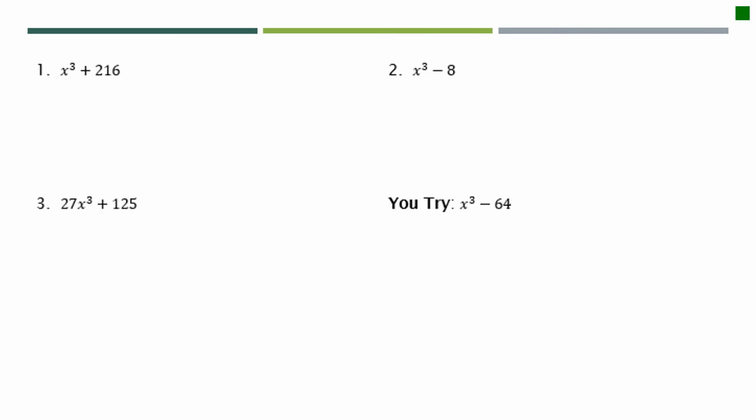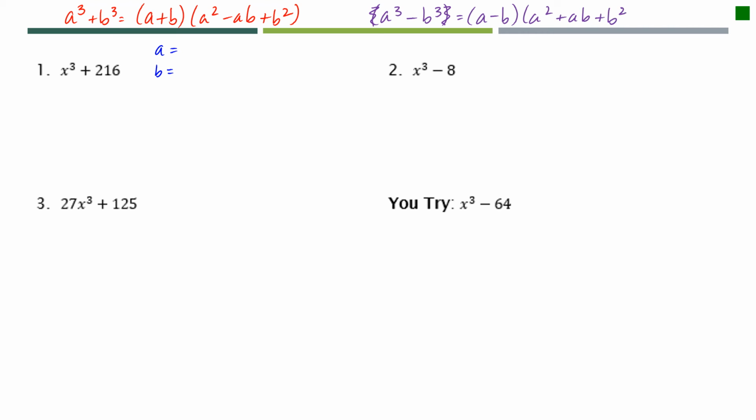All right, so we're going to do a few examples here. What I like to do is figure out my a and my b value, and then I'm just plugging it into the formula. And actually, before we start, I'm going to write the formulas up at the top. So if you have a sum of cubes, it would be a plus b, a squared minus ab plus b squared. And if you have a difference of cubes, a cubed minus b cubed, oh, I didn't need those parentheses, sorry. This would be a minus b, a squared plus ab plus b squared.